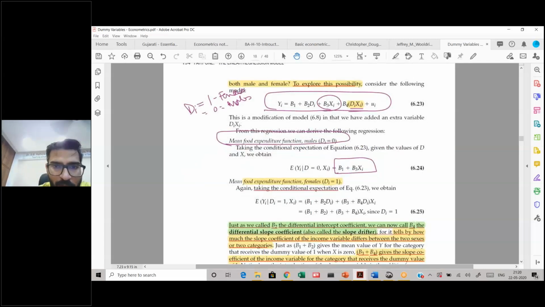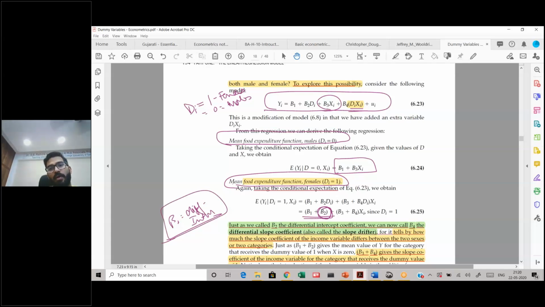And the mean food expenditure for females is going to be beta 1 plus beta 2, where beta 2 is the differential intercept. That means the autonomous level of consumption expenditure, the mean consumption expenditure, is going to be different for females by this much, if this is significant. And B4 is the differential in case of MPC, the differential slope coefficient.